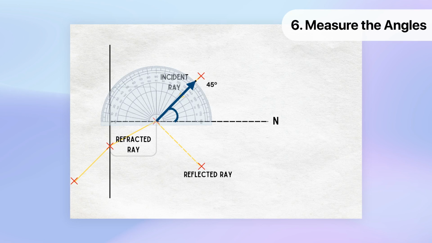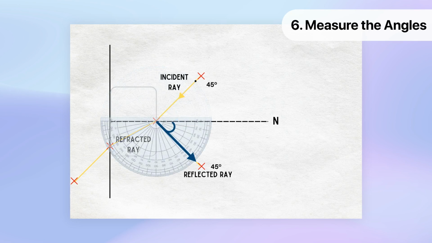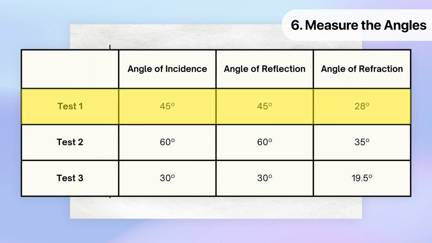We can see here that the angle of incidence is 45 degrees. The angle of reflection is also 45 degrees. And the angle of refraction is 28 degrees. So we can add this information into a table.